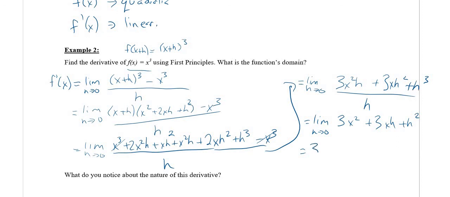It's going to be 3x squared plus 3x times 0 plus 0 squared. The second and third terms are going to just become 0, and we are left with 3x squared, or f prime of x.